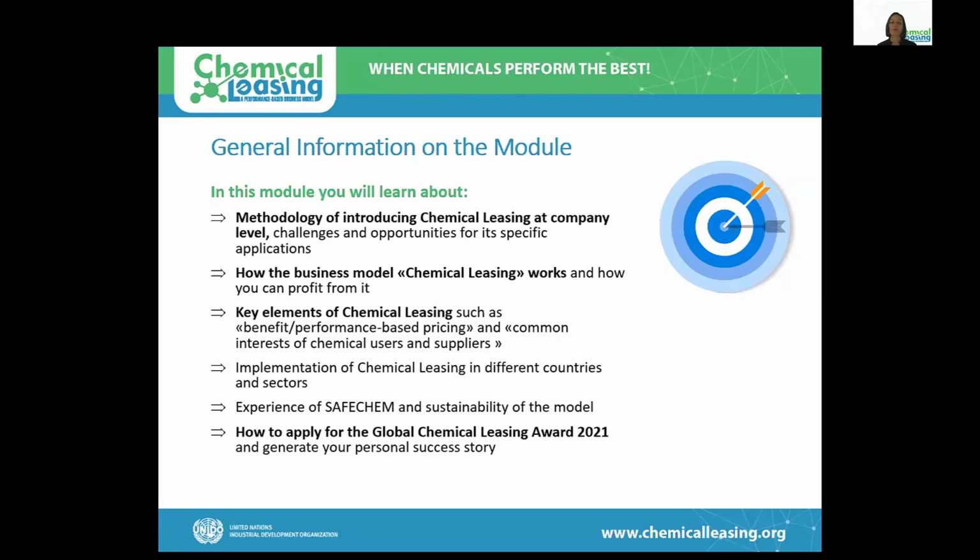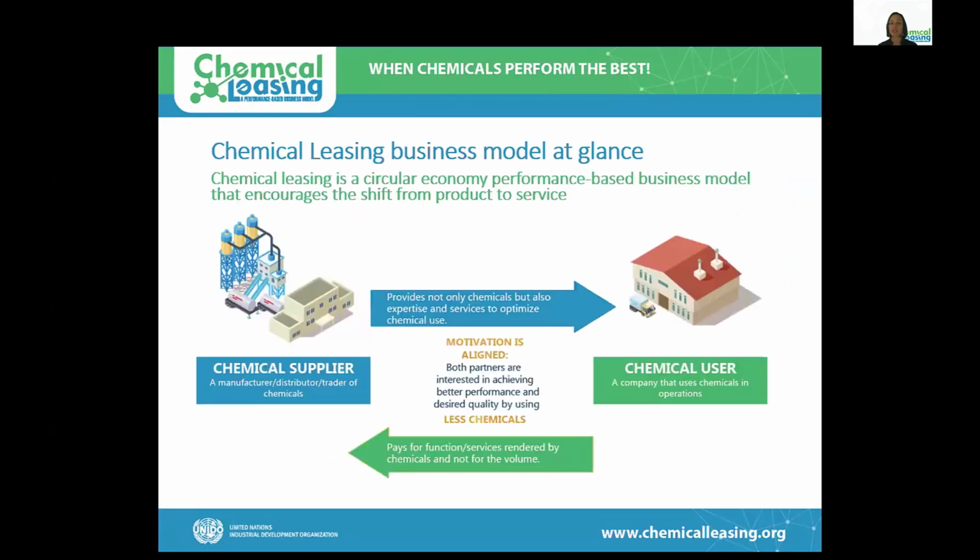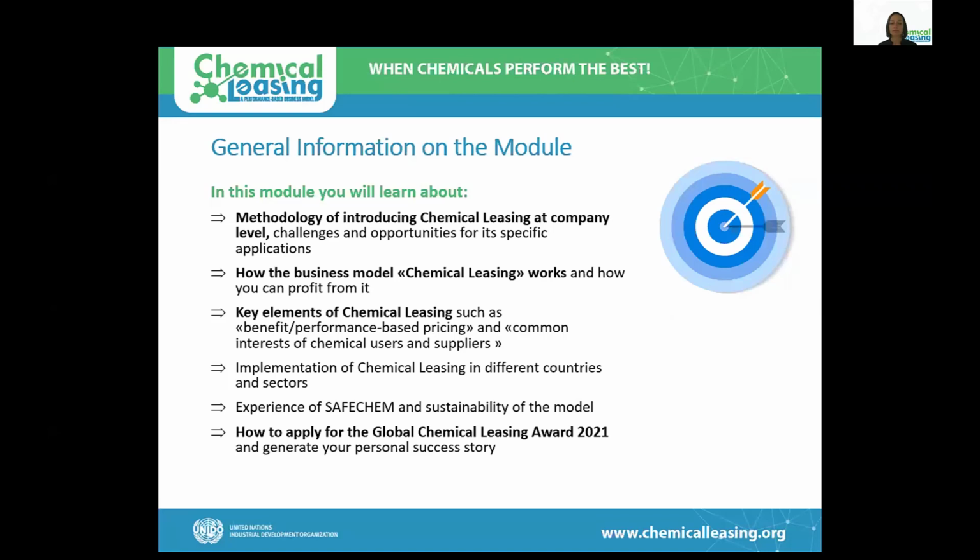This brings me to the key elements. The key element of chemical leasing is performance-based pricing. It aligns the interests of the chemical user and the supplier. I will come back to this in my next slide. We will also talk to you about the implementation in different countries.